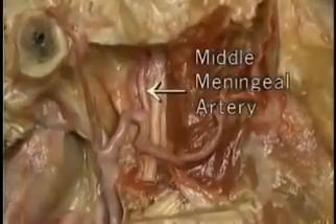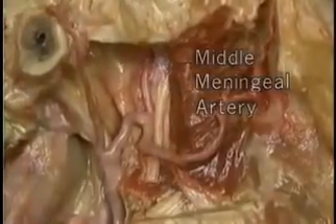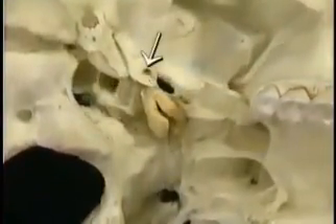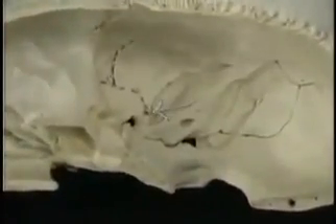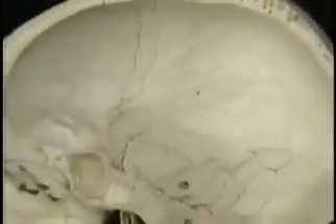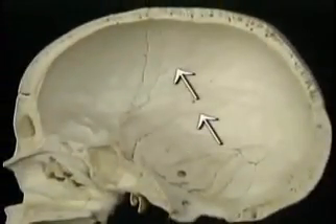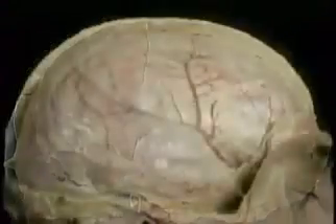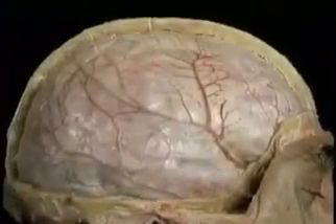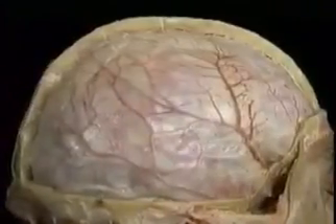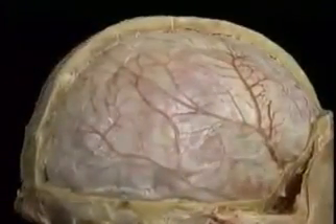This important early branch, the middle meningeal artery, passes upward. It goes through this opening in the bone, the foramen spinosum. From the foramen spinosum, which is here, the middle meningeal artery fans out, creating these grooves on the inside of the cranium. The middle meningeal artery runs within the thickness of the dura. It supplies the dura and much of the skull.